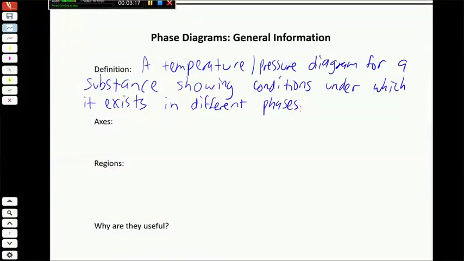So you can look at a phase diagram, pick out a temperature and a pressure, and use that diagram to tell you that the substance will be either a solid, a liquid, or a gas at that temperature and pressure. That's what it allows you to do. The axes are pressure and temperature. You're going to put pressure on the y-axis. Conventionally, the diagram would work the same either way, but conventionally the y-axis is pressure and the x-axis is temperature.